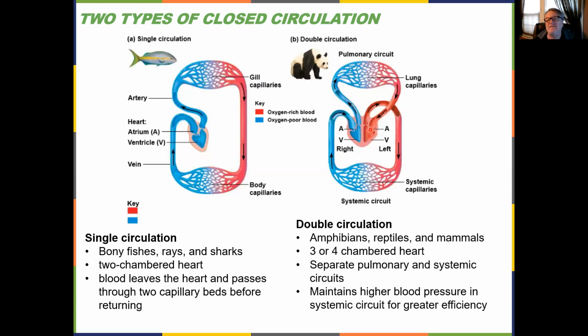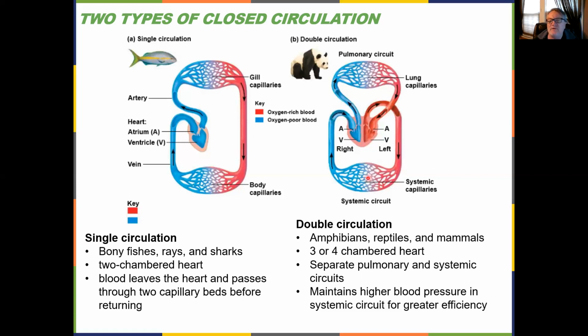But it goes to the left side of the heart so that we can repressurize the blood. And then the blood becomes much more pressurized and we can deliver it throughout the rest of the body. This allows us to resist the force of gravity much better, which fish don't have to worry so much about. But also for very, very large animals like giraffes and elephants, there's a long way that we have to transport the blood against the force of gravity.